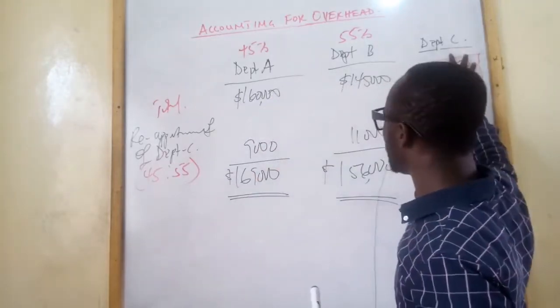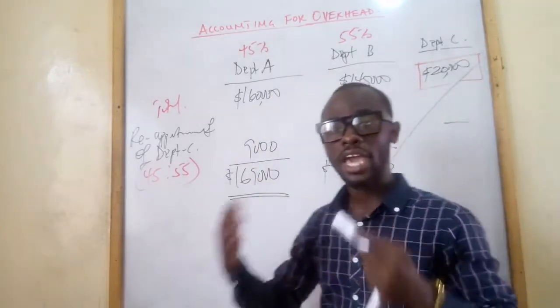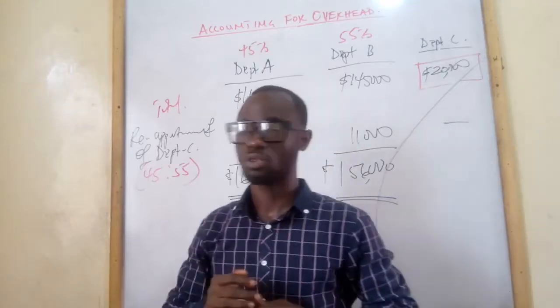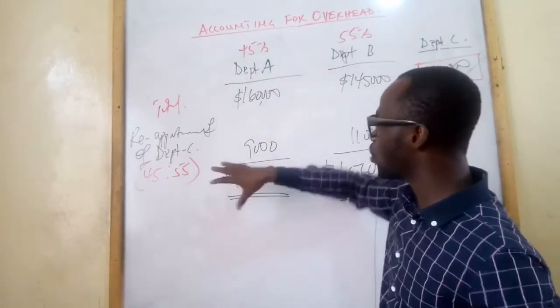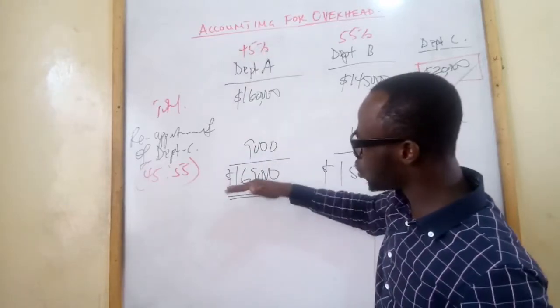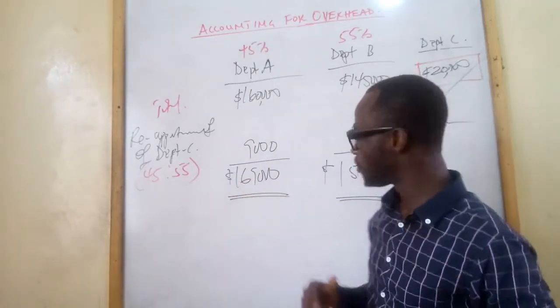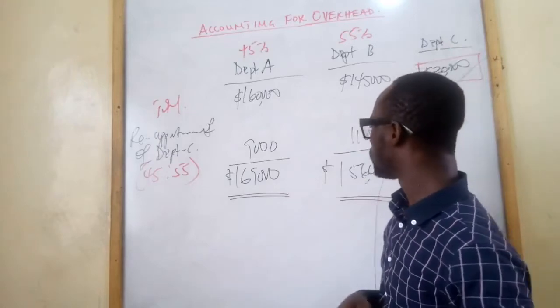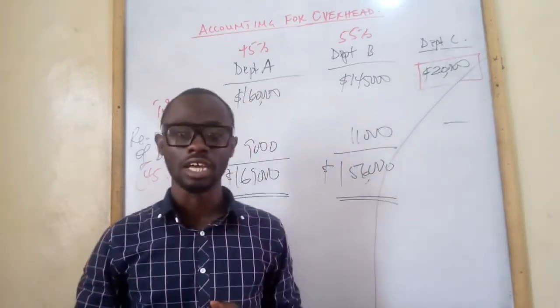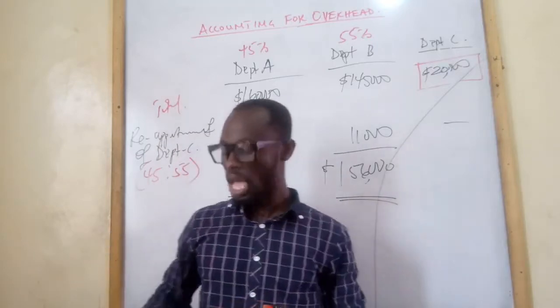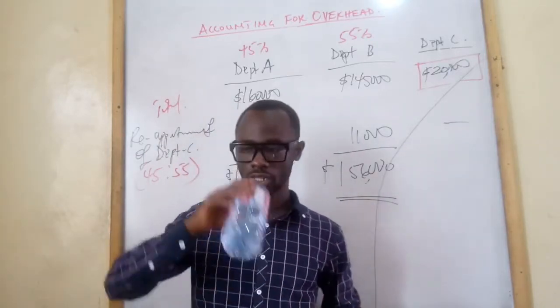So whatever that we incur, we're going to be sharing based on the basis that the examiner has given to us. But usually it's going to be like this, and we share it and then we get a total cost. So right now, Department A total overhead is 169,000 and Department B total overhead is 156,000. That is what you must understand when it comes to apportionment of overheads.